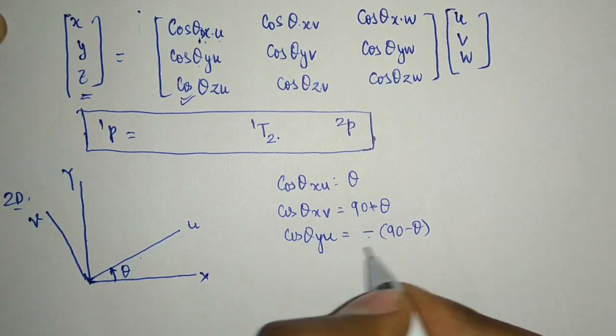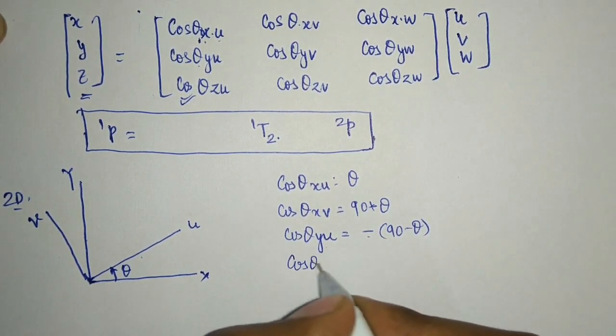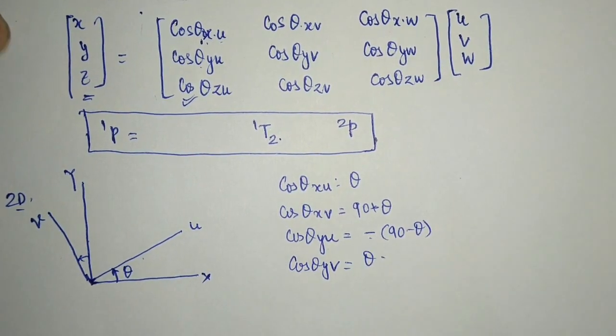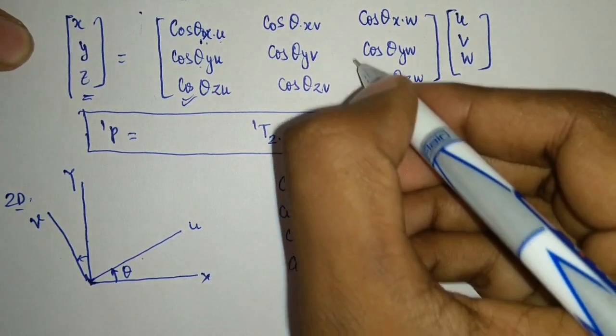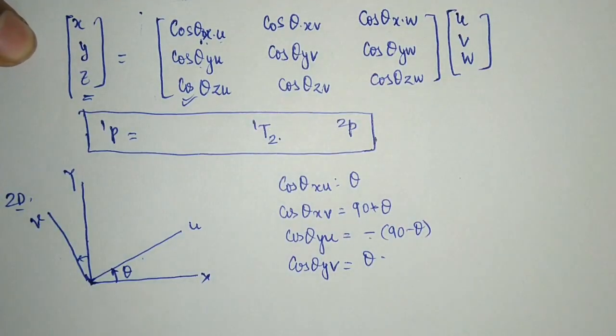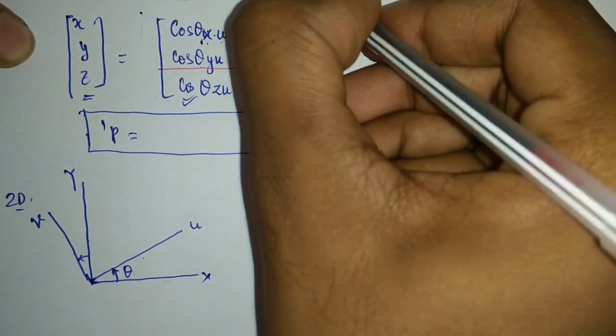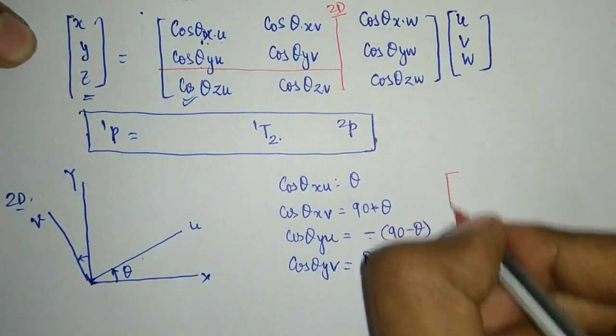Okay, so cos theta between u and x is in this one, and the angle between y and v is again theta only. So if I put all these values in the matrix for 2D, I won't be having the z components, right? I will be having only these components for 2D. Okay, so I will be putting them here.